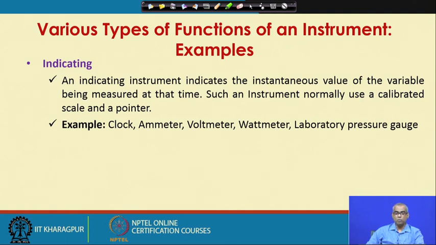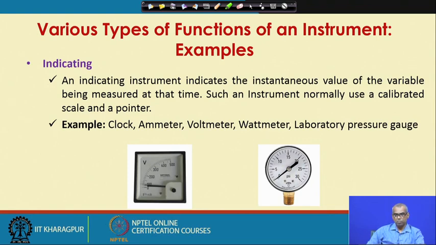Indicating type instruments: most of the instruments are indicating type instruments. An indicating instrument indicates the instantaneous value of the variable being measured at that time. Such an instrument normally uses a calibrated scale and a pointer. A homely example is the clock. Common laboratory instruments such as ammeter, voltmeter, wattmeter, and laboratory pressure gauge are all indicating type instruments. Here are examples: a voltmeter indicates the voltage by movement of the pointer against the scale. Similarly, this is a common laboratory pressure gauge, again the measured pressure is indicated by the movement of the pointer against the scale.